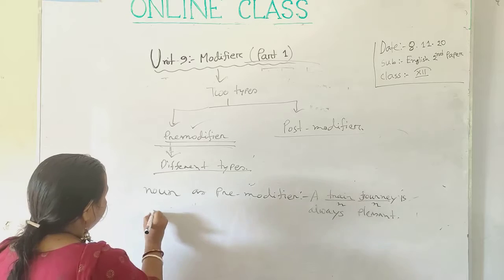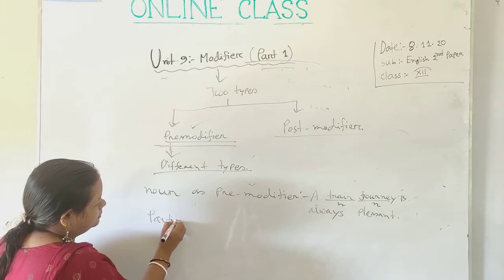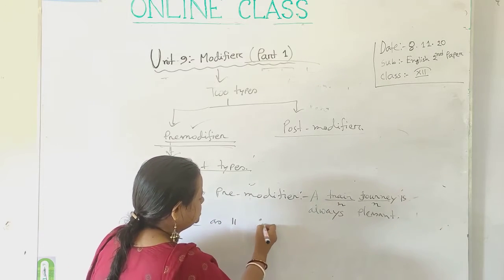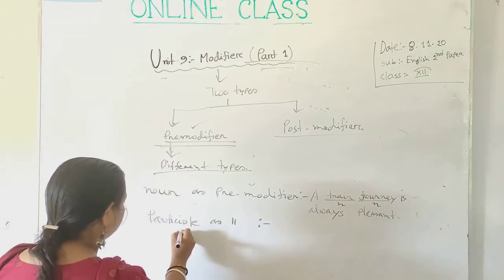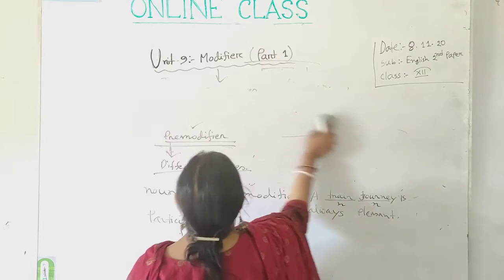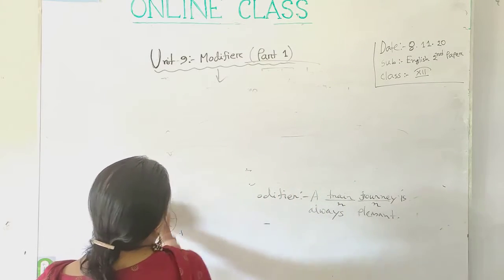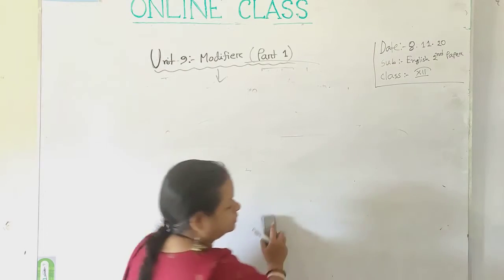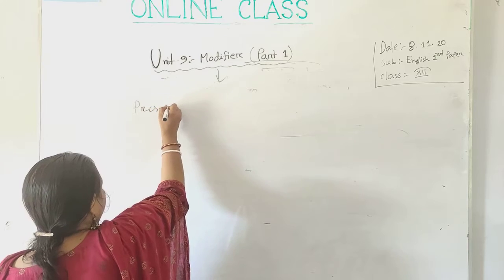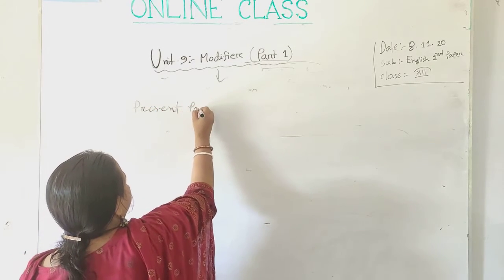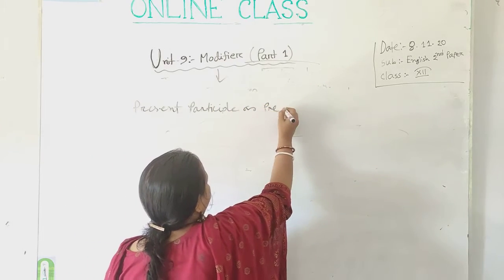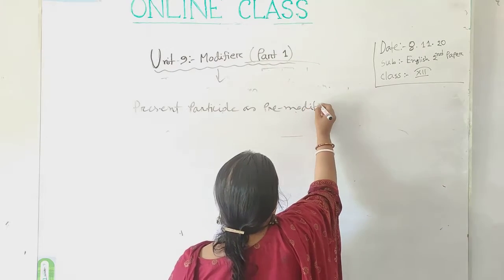Then participle as pre-modifier. There are two types of participle: present participle and past participle. Present participle as pre-modifier.